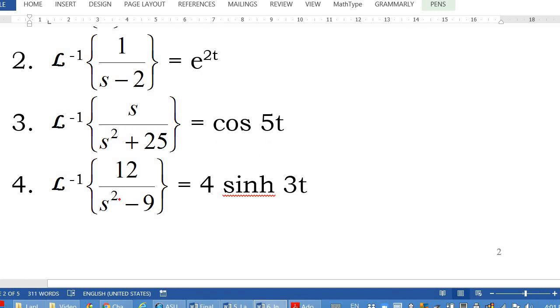The inverse Laplace of 12 over s squared minus 9. Notice 9 here is 3 squared, so in the numerator you must have 3. You can write 12 as 4 times 3. So notice that the inverse Laplace of 3 over s squared minus 3 squared is hyperbolic sin 3t. Hence we have here 4, because 12 is factored as 4 times 3. So the inverse Laplace of 4 times 3 over s squared minus 9 is 4 hyperbolic sin 3t.